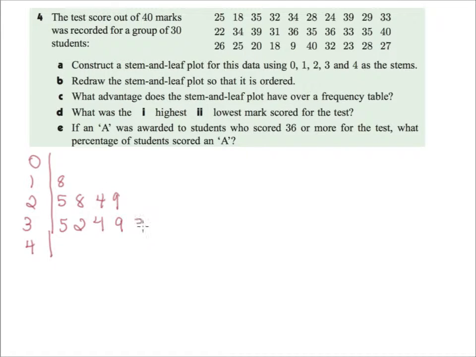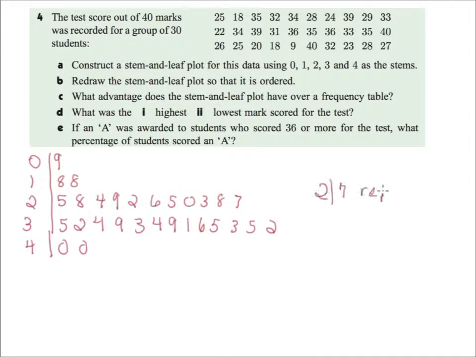Remembering to make equal spacing and lining up my columns. Finally, I need to make a key so I can read the stem plot. We'll let 2 line 7 represent a mark of 27. I don't know why I put 40 there, 27.